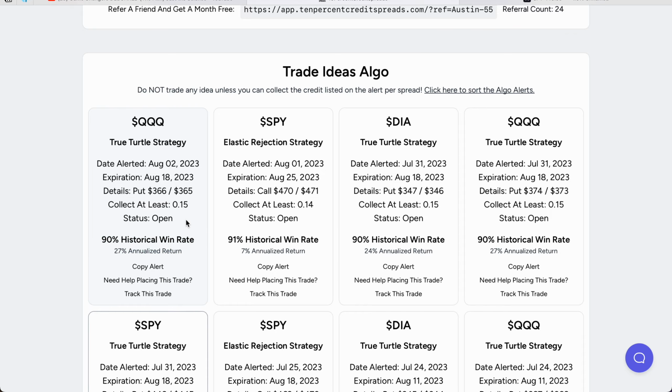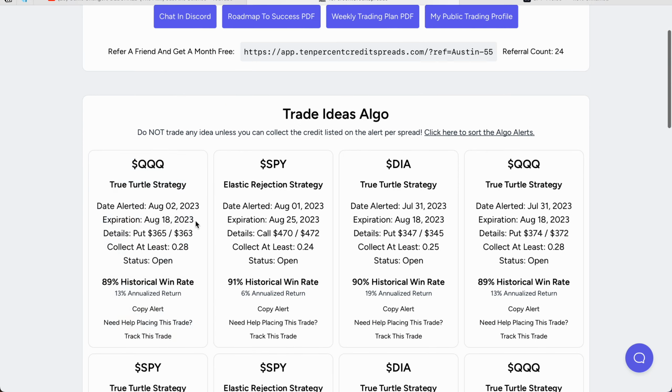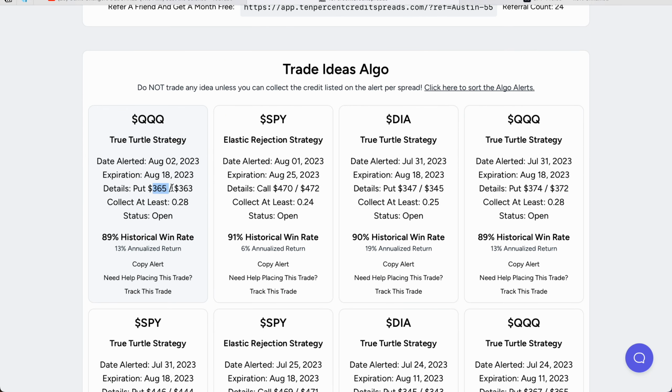So I'm going to actually follow this alert. But the first thing I want to do is turn it into a $2 wide. So that's going to be the 365, 363, and I'll collect at least 28 cents. So let's go to the broker and see if I can follow this alert and place it.